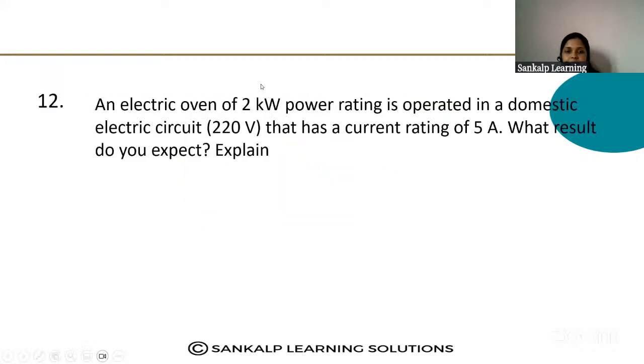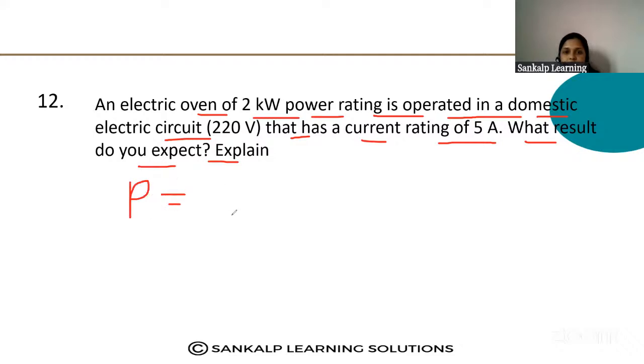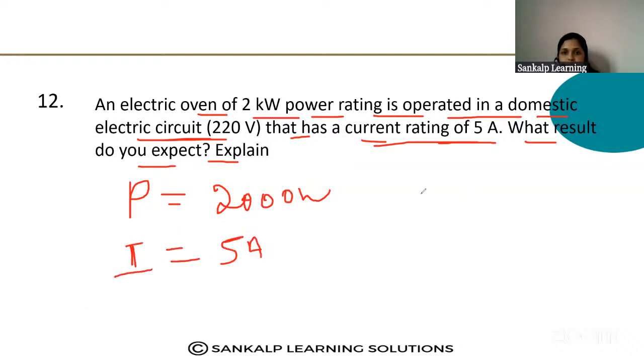Next question. An electric oven of 2 kilowatt power rating is operated in a domestic electric circuit that is 220 volt, which has a current rating of 5 ampere. What is the result you expect? Explain. Here, the power is 2000 watt, the current rating is I equal to 5 ampere, and the voltage V is equal to 220 volt.